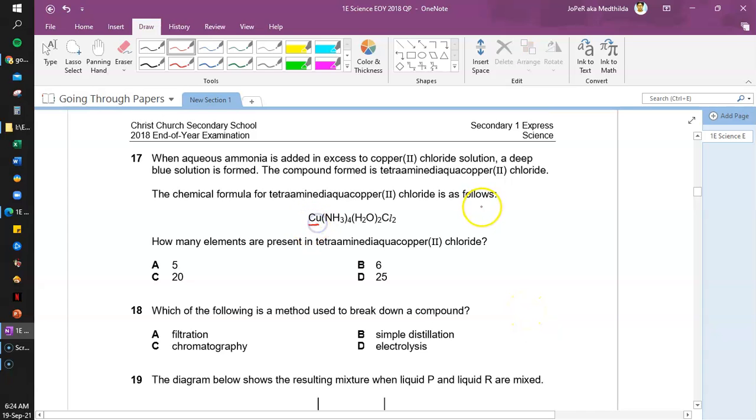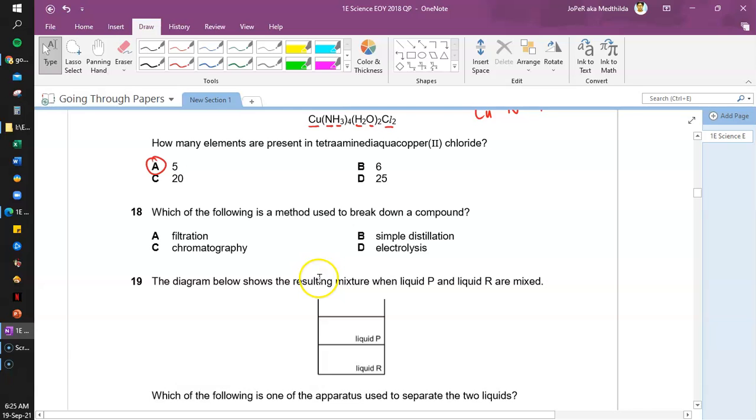So Cu is one of the elements. Next is nitrogen, N. Next is H. Next is H again, so because H is repeated, I'm not going to write H again. Next is O. Next is Cl. So you can see here there are a total of 5 different elements present in the compound. So the answer is A.